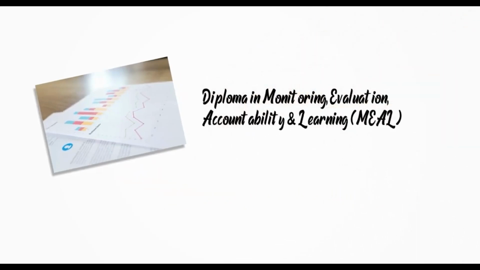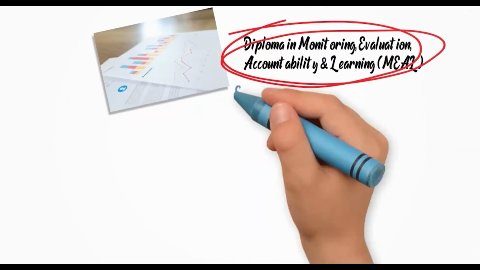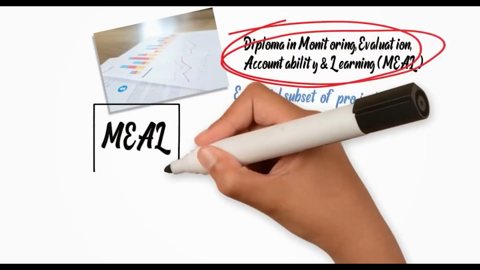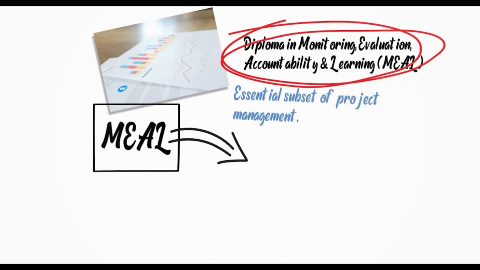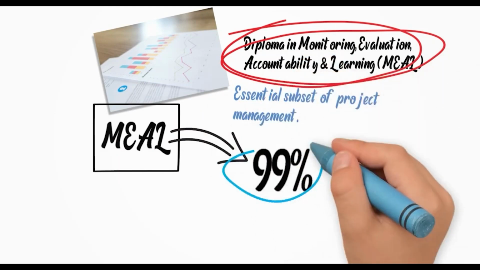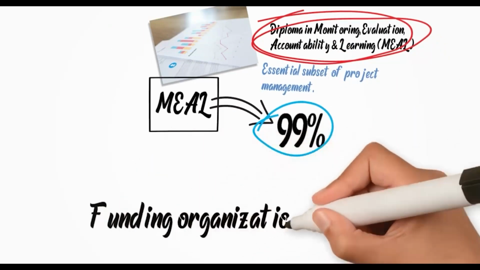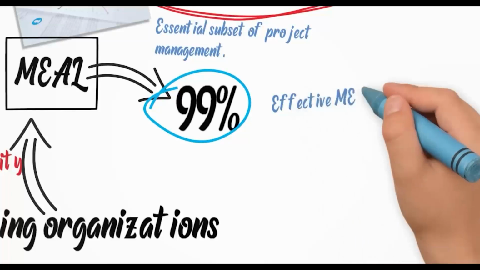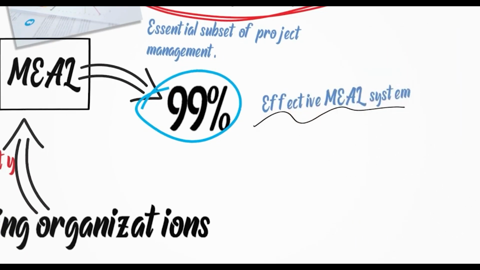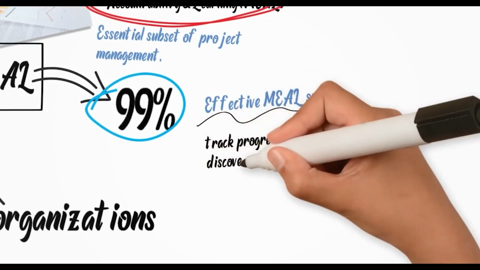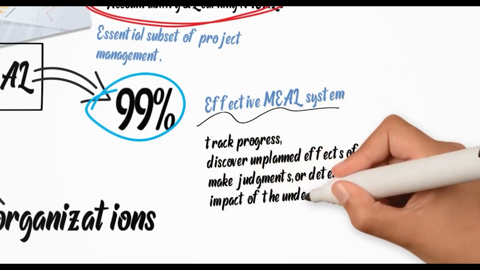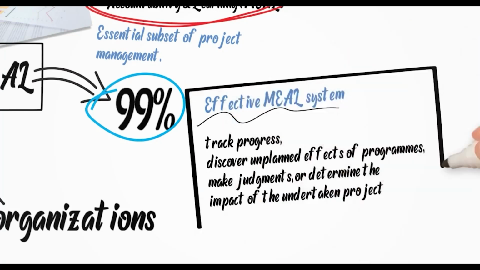Monitoring, evaluation, accountability and learning is an essential subset of project management. The subset has been identified and proven to be critical in the success of 99% of projects. Funding organizations are increasingly seeking more accountability for the funds they provide to development projects. Therefore, without an effective MEAL system, it would be hard to track progress, discover unplanned effects of programs, make judgments, or determine the impact an undertaken project will have on the target audience.